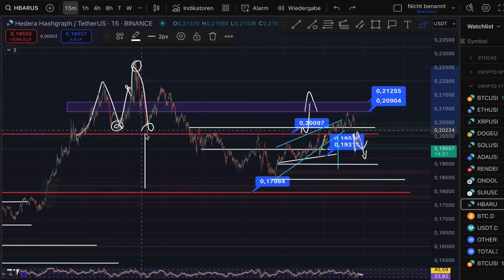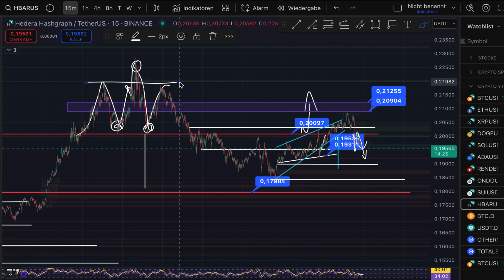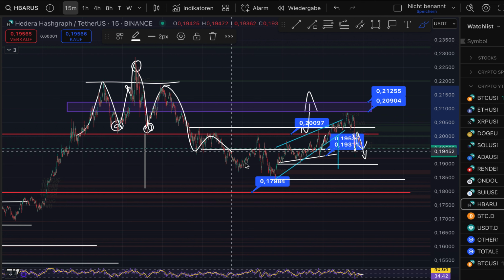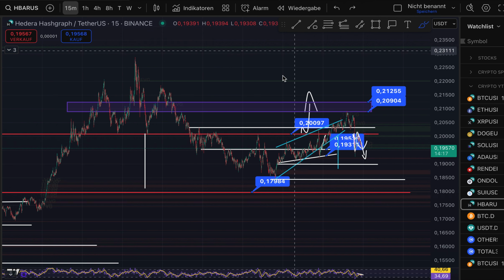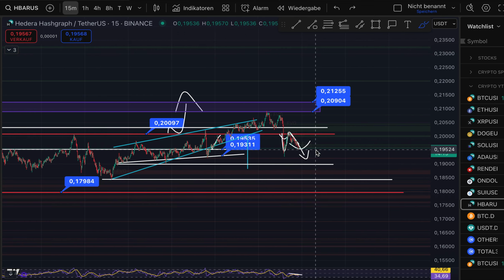Here we should get the bounce afterwards into this area, and then we have a perfect head and shoulders formation with the breakout, with the retest, with the follow through. So the same setup I see right now.